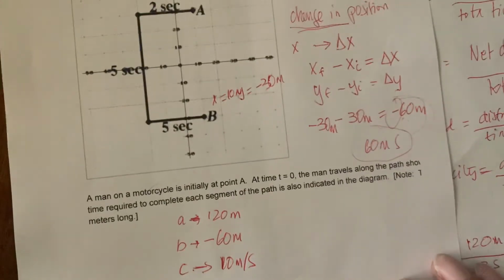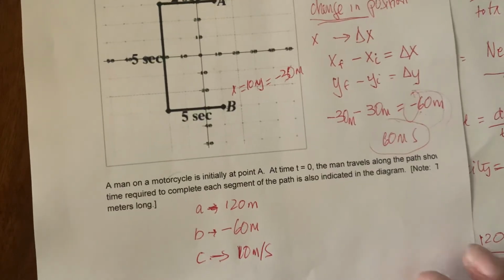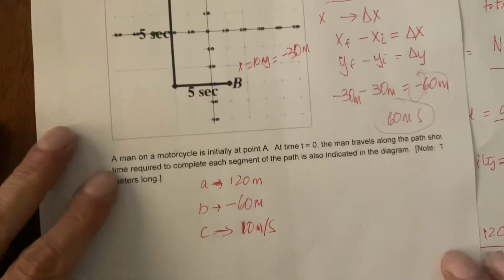All right, our next question says, what is the magnitude of the man's average velocity for this travel? Now, magnitude is a fancy word for size. What is the size of his velocity? How much was his velocity? They don't care about direction, and so they just want to know the magnitude of the velocity. So we can leave the direction out.